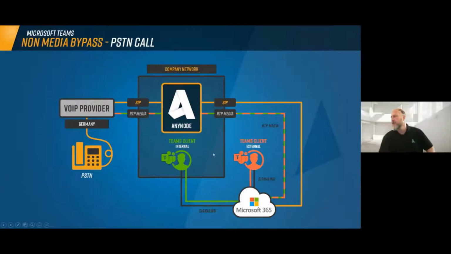In this graph, you will see the audio flow for Teams clients which are internal to the company's network, where even the media data will flow to the Microsoft cloud, also from external Teams clients, and then all this data is fed back through the external network towards anynode, which then will terminate it with the voice over IP provider. That's the most basic way that you can configure the Microsoft Teams direct routing.